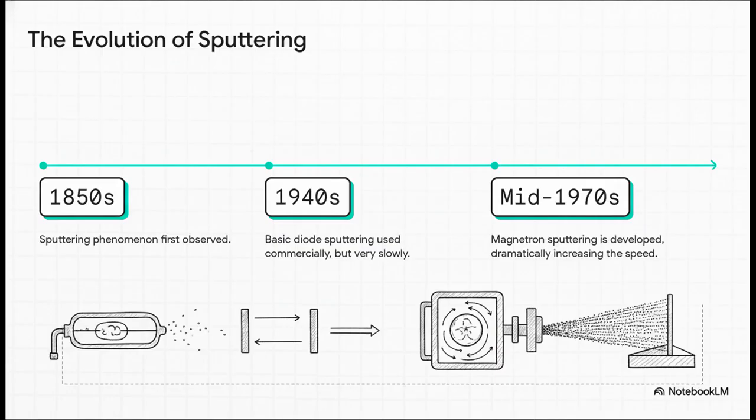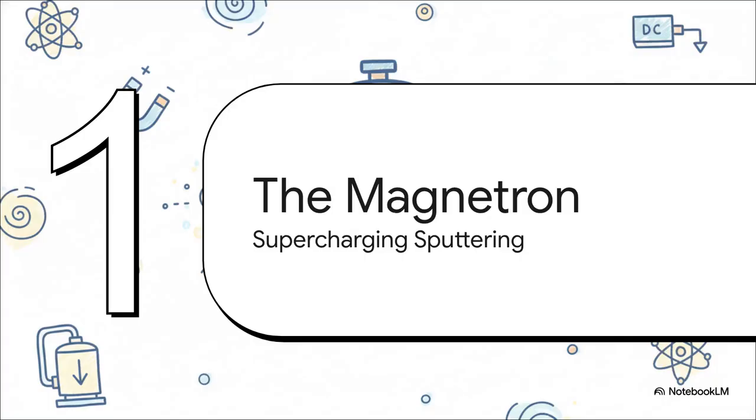The real game changer, the breakthrough that changed absolutely everything, didn't show up until the mid-1970s. So what was that breakthrough? Well, it was the magnetron. This one innovation completely transformed sputtering from this slow, methodical lab process into a high-speed industrial powerhouse.